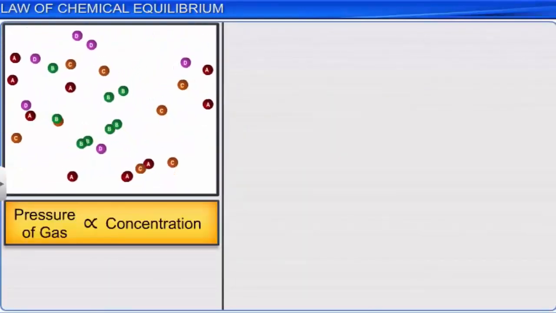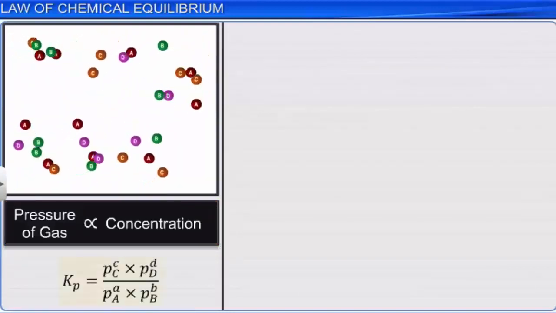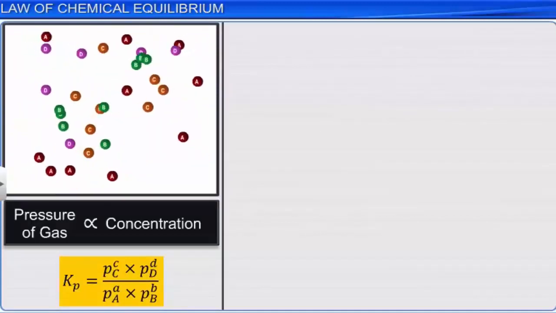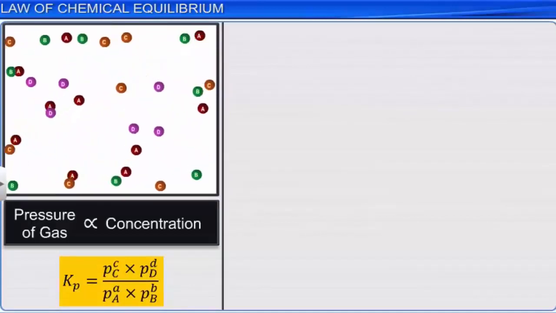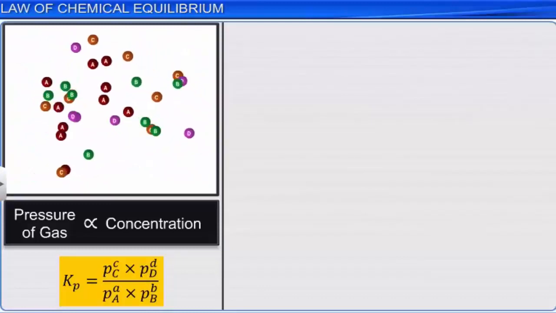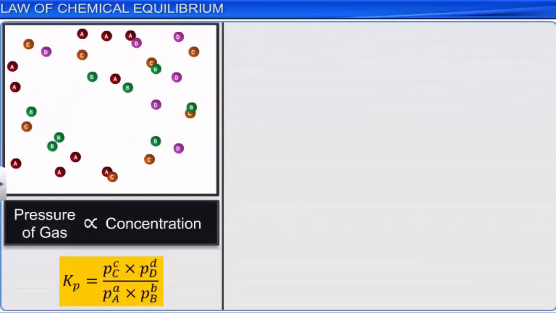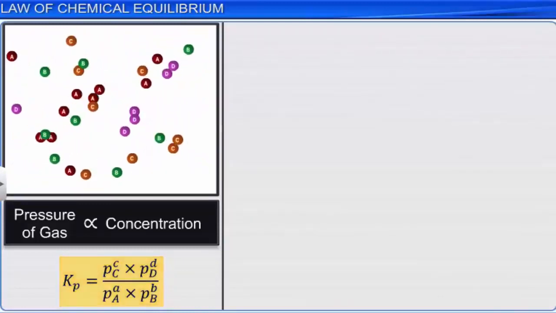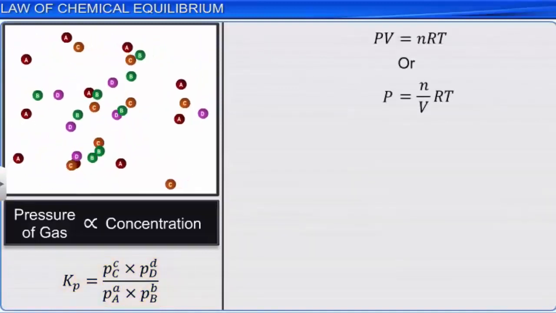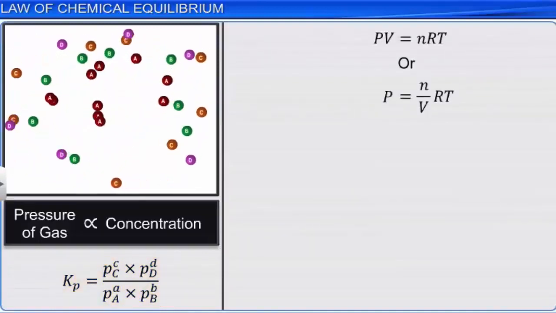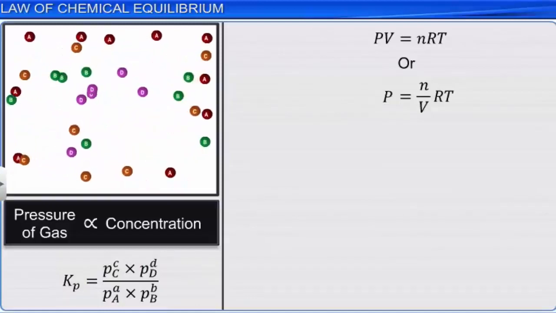For gases at constant temperature, the pressure of the gas is proportional to its concentration. Hence, for a reversible reaction involving gases, the equilibrium constant is conveniently expressed in terms of partial pressures of the reactants and products in place of molar concentrations. Let us now see how the pressure of a gas at constant temperature is proportional to its concentration.